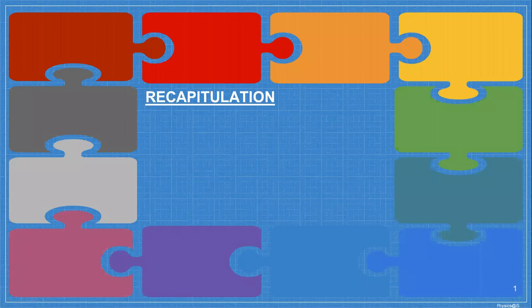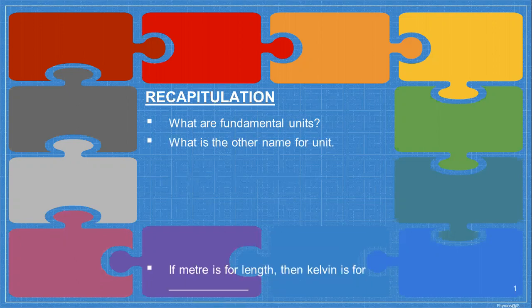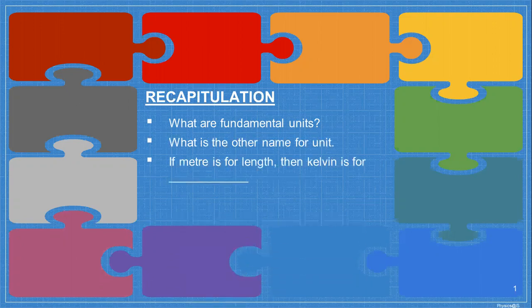Let's have a quick recapitulation of what we have already studied in lesson 1. What are fundamental units? What is the other name for unit? If meter is for length, then Kelvin is for? What is the need for measurement? Think about the questions and do answer.